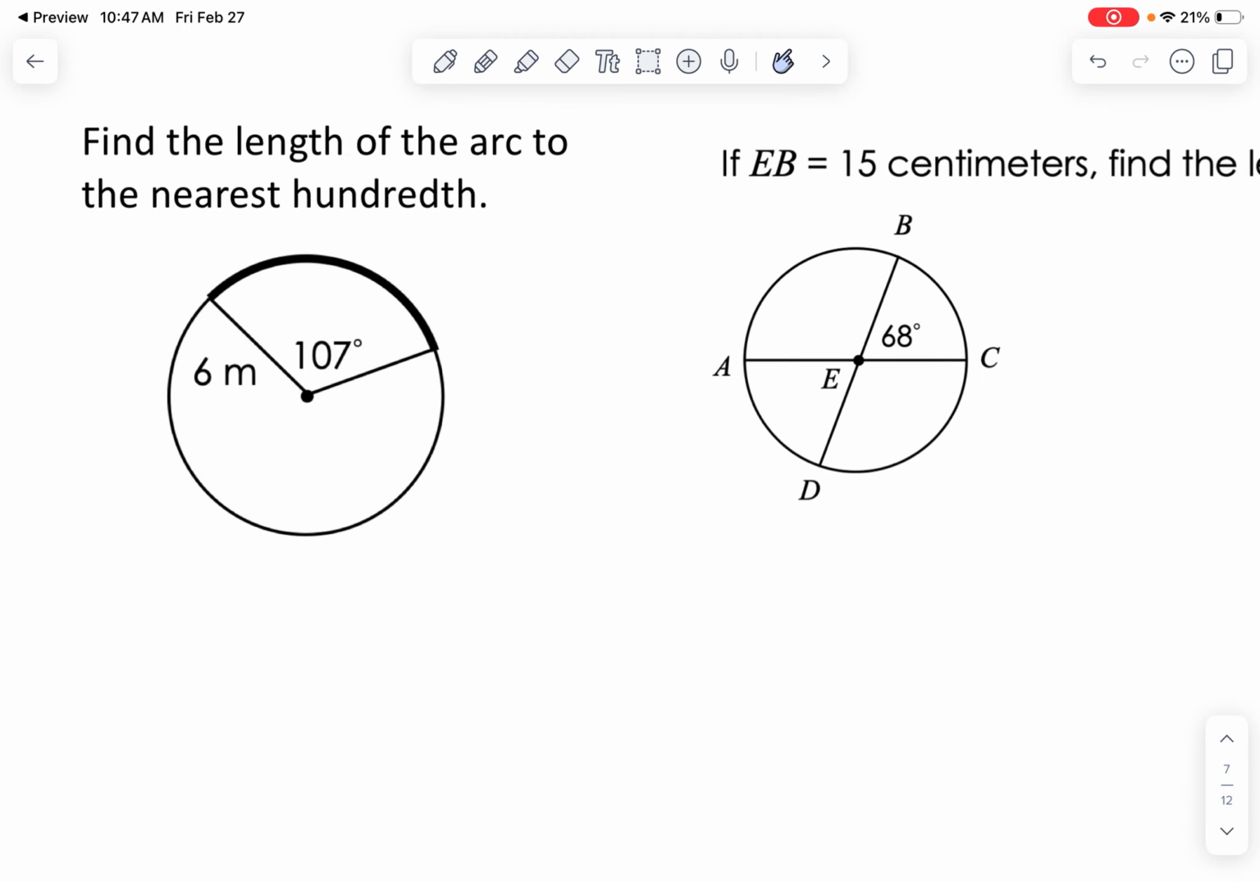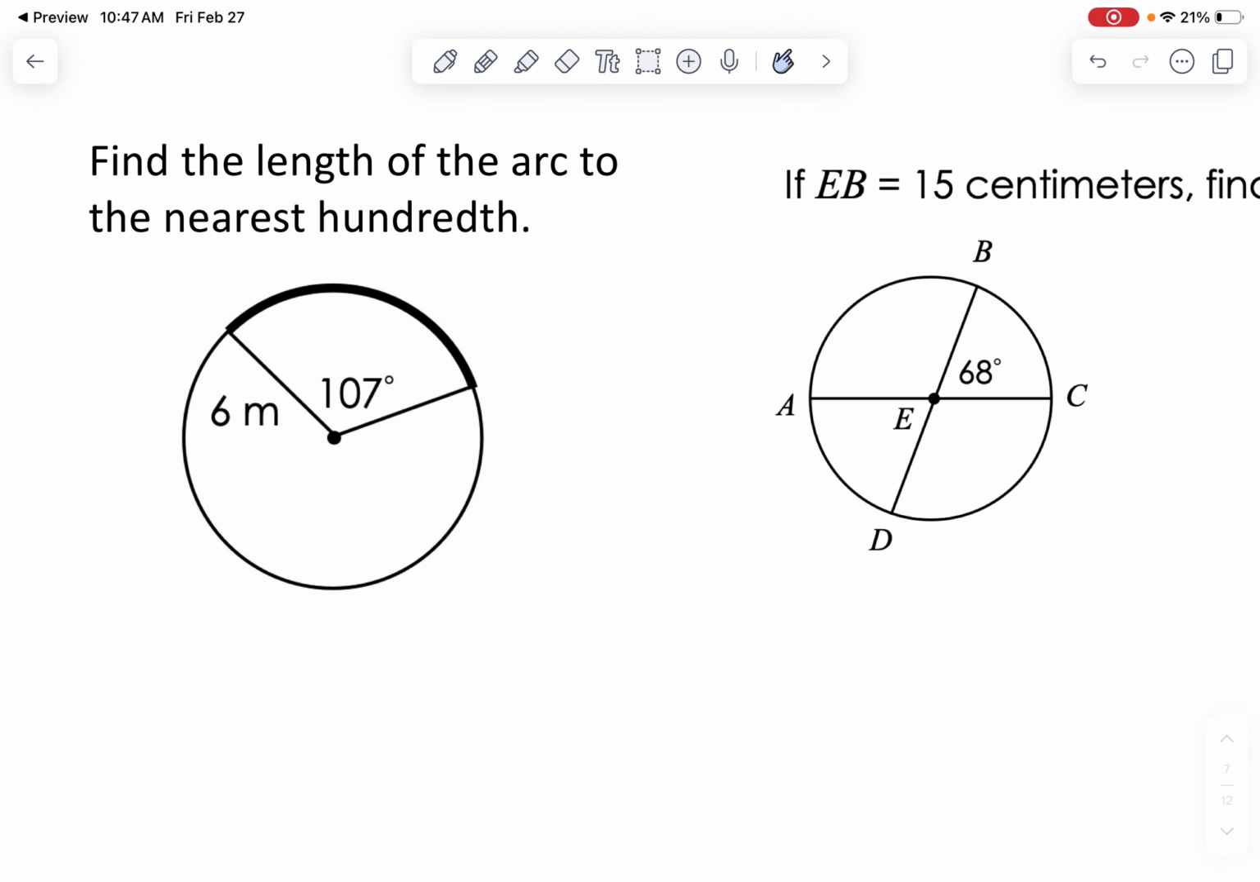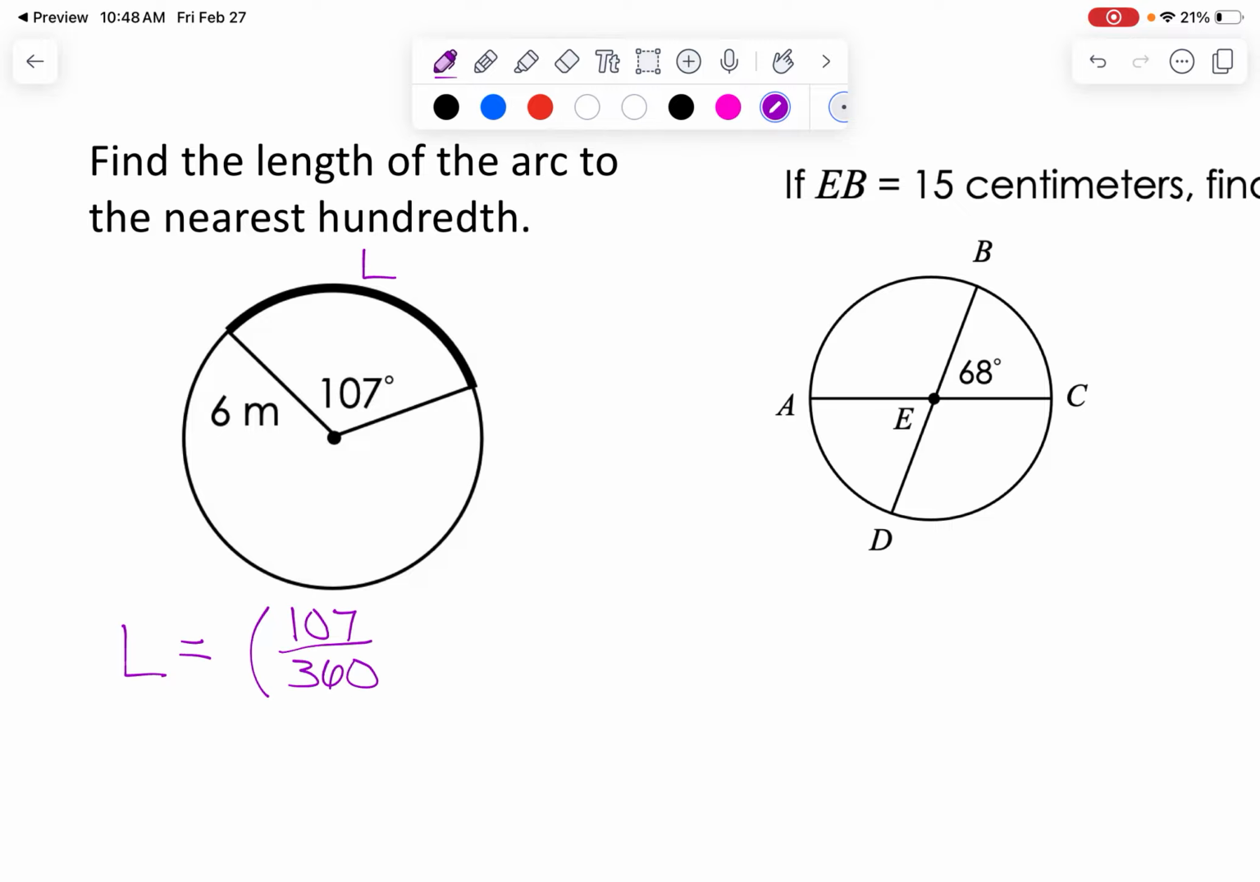Okay, so I want to go through really just two. All right, so it says find the length of the arc to the nearest hundredth. Okay, so I'm trying to find this bolded arc. So we're going to say L is equal to, I need the central angle or the arc length in degrees. I know what it is. It's 107 divided by 360, whatever that fraction is, times 2 times pi times r. Now, I have the r, the radius is 6.